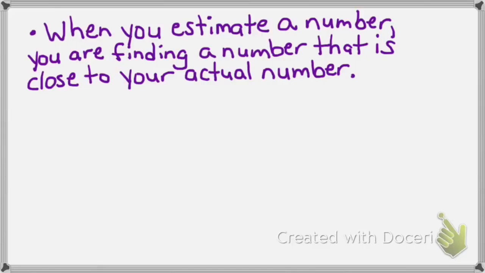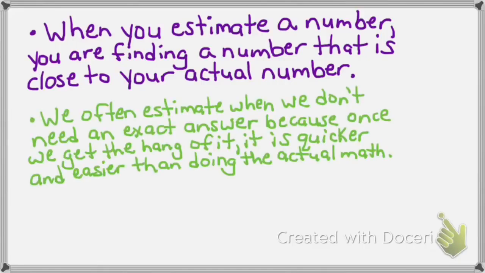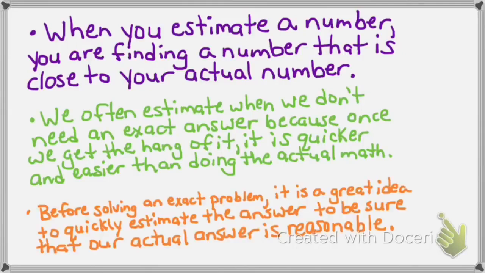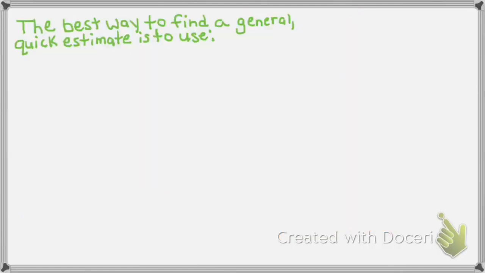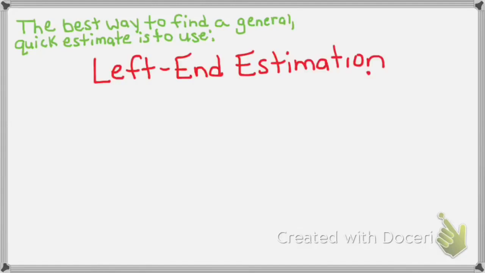Why would you do that? We often estimate when we don't need an exact answer, because once we get the hang of it, estimation is actually quicker and easier than doing the exact math. And before solving an exact problem, it's a great idea to quickly estimate the answer to be sure that our actual answer is reasonable and makes sense. We want to make sure we didn't make a mistake. So let's see how we do at left-end estimation. The best way to find a general quick estimate is to use left-end estimation.